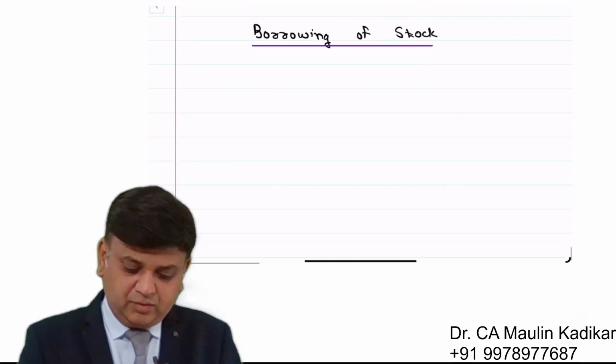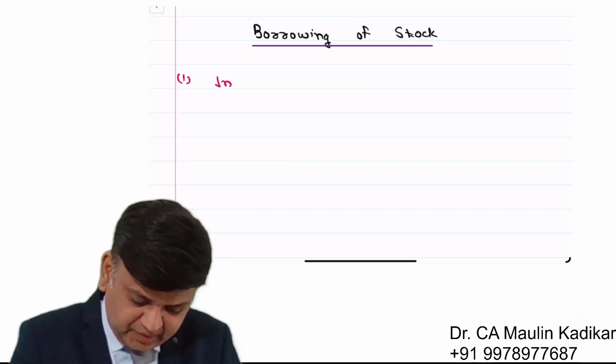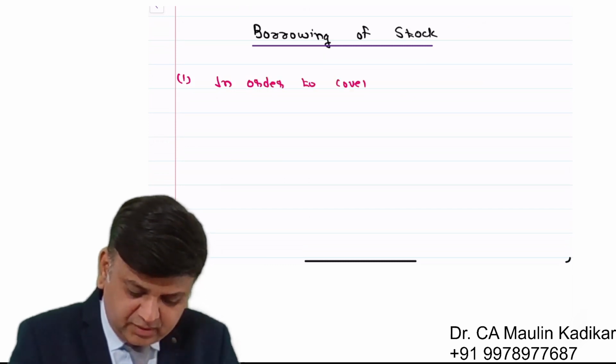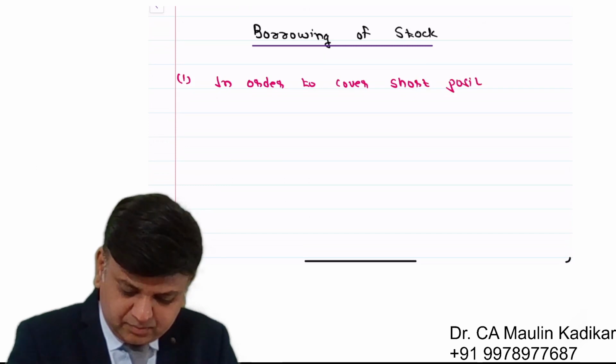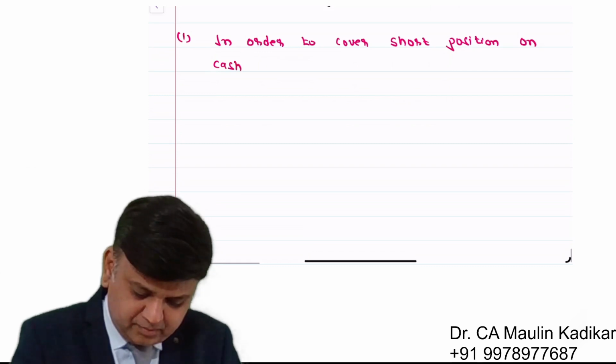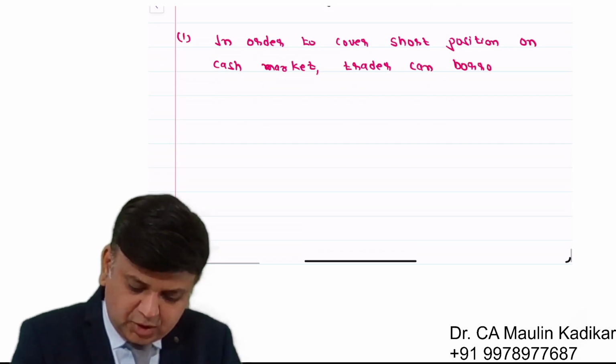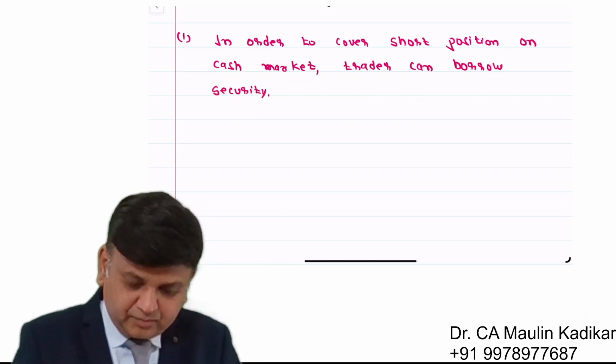In that, write down first point: in order to cover short position on cash market, trader can borrow security.